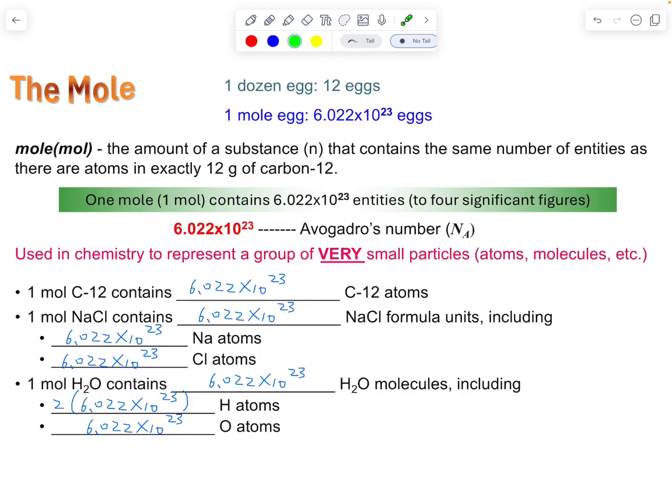I also want you to know that October 23rd, 10 to the 23rd, officially starting at 6:02 a.m., is the official start of International Mole Day. Mole is such an important concept that we really celebrate what we know and understand about chemistry on International Mole Day.